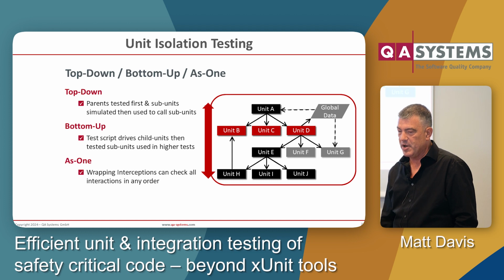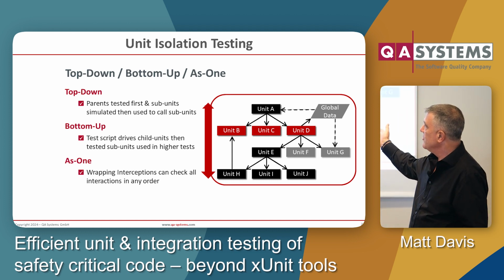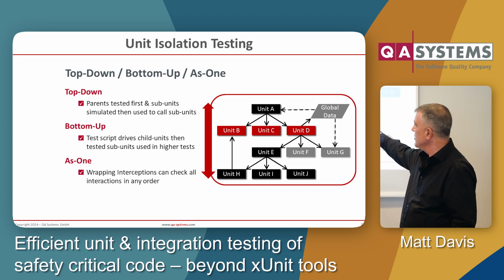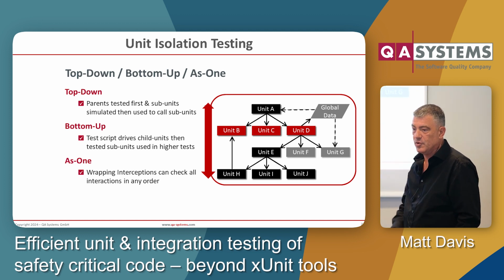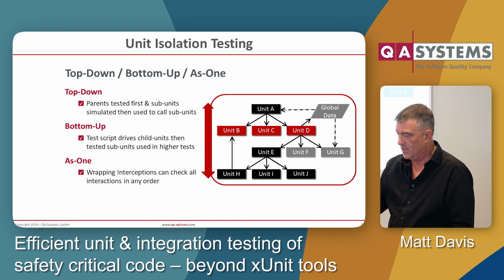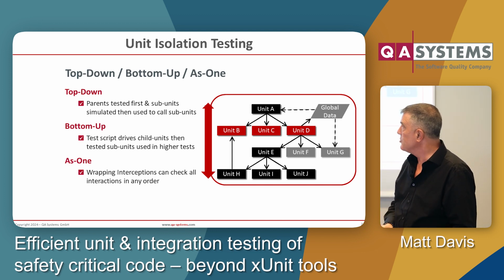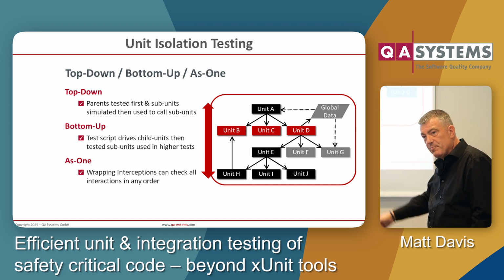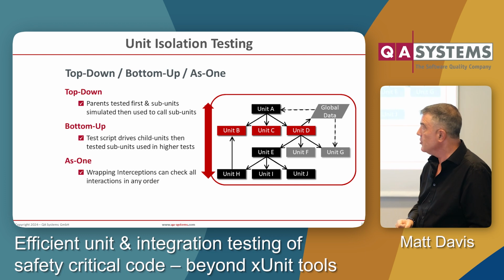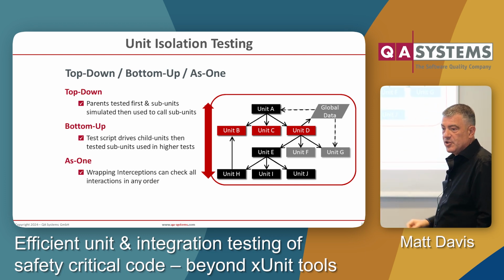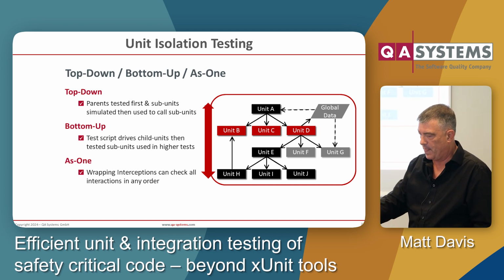A different approach is bottom up. The test script drives the child units, and then these units are used as validated or verified inputs to unit E in higher level tests. The third option is to test them all as one, as a big integration object. Don't isolate individual units, but test all of the interactions of the units as they go.